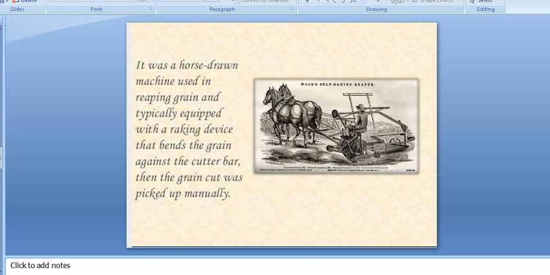It was used in reaping, and is called a reaping machine, typically reaping grain or crops, and typically equipped with a raking device that bends the grain against the cutter bar. Then the grain cut was picked up manually.